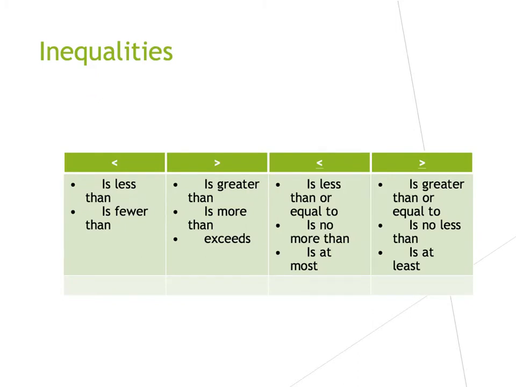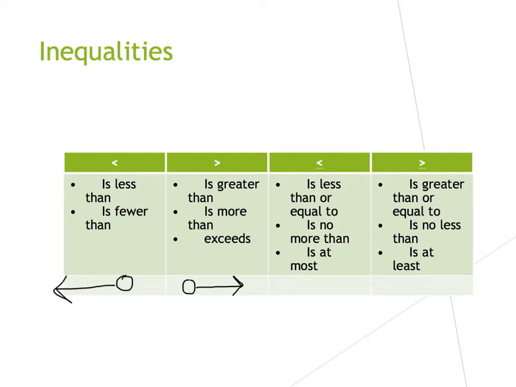Just a quick reminder that when you see this first sign here, that means less than, and when you go to graph it, it's going to be an open circle, and the arrow is going to be drawn to the left-hand side. The second inequality sign is the greater than sign, and so when you graph that one, it again is going to be open and the arrow is going to go to the right-hand side.